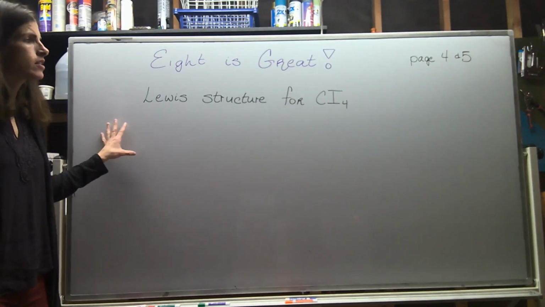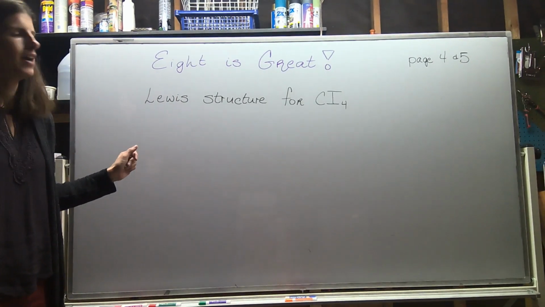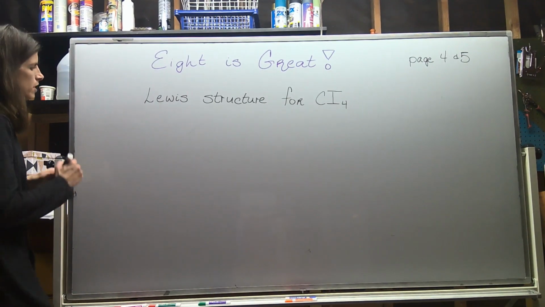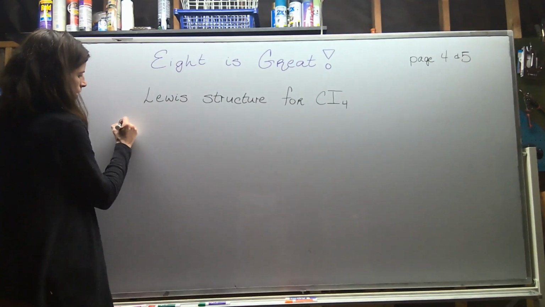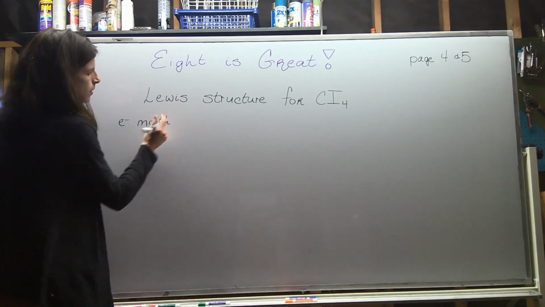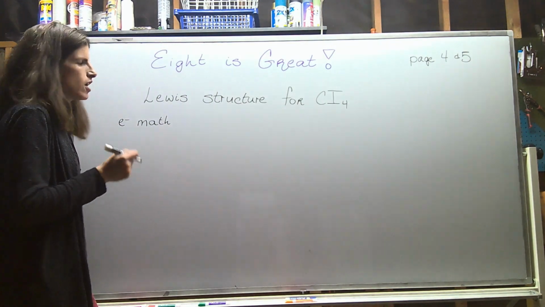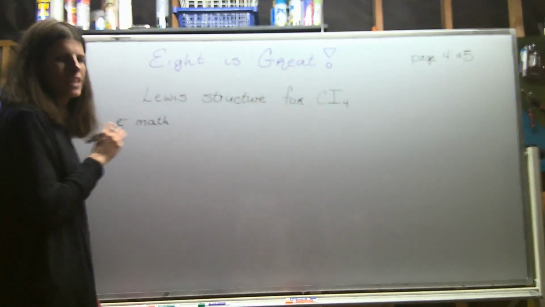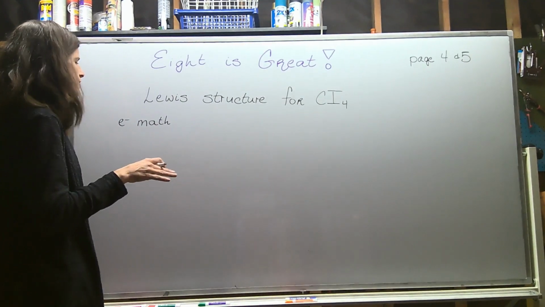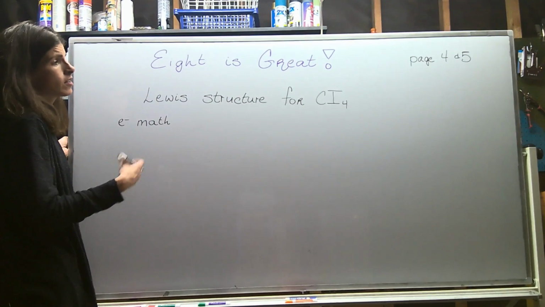Alrighty, so let's learn how to draw the Lewis dot structure for carbon tetraiodide. The first thing that we're going to tackle is what I like to call the electron map. So this tells us how many electrons we have available for our picture. We can only use that amount. We can't use more and you can't use less. It's going to be based on the number of valence electrons.